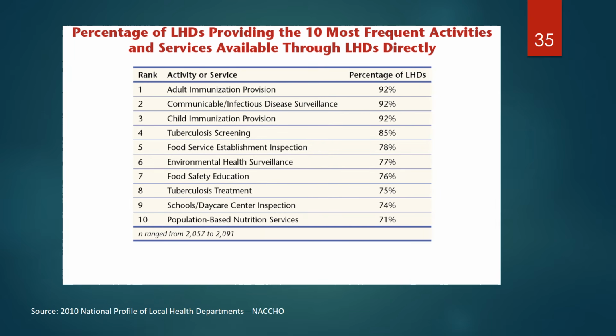NACHO, the National Association of City and County Health Officials, lists the 10 most frequent activities and services provided by local public health units across the United States. 92% of local public health units provide adult and child immunizations and communicable disease services. 85% tuberculosis screenings. 78% food service inspections. 77% environmental health surveillance. 76% food safety education. 75% tuberculosis treatment. 74% school and daycare inspections, and 71% population-based nutrition services like WIC.